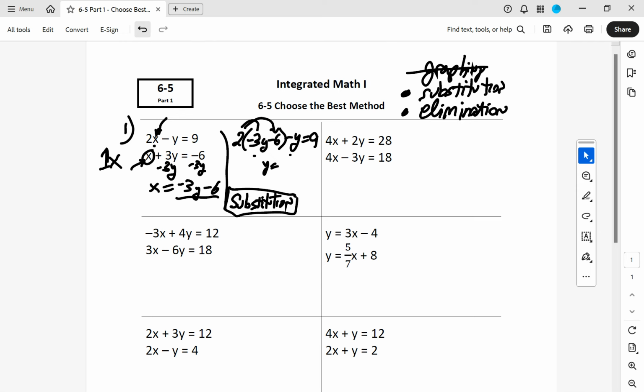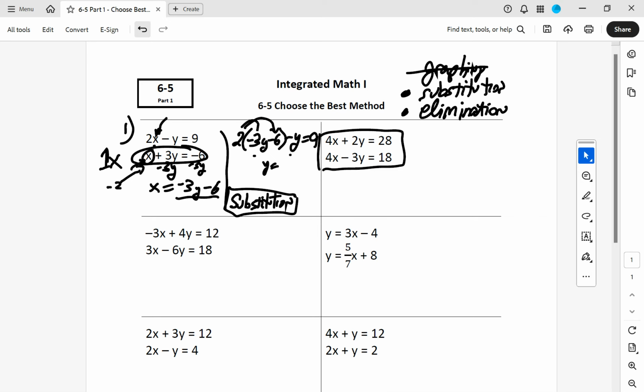Okay. It's true that this one could be done by elimination by multiplying the bottom equation by a negative 2 and then just adding them. That is true, but this one's already set up for you to easily get the x by itself and then substitute the result for that into the other equation. This one here, neither the x nor the y have a coefficient of 1, so it's definitely going to be elimination.